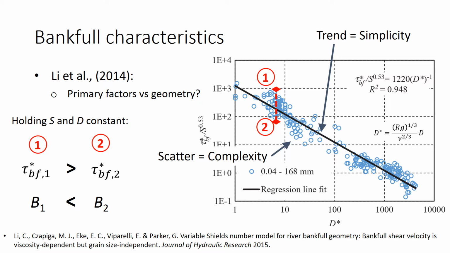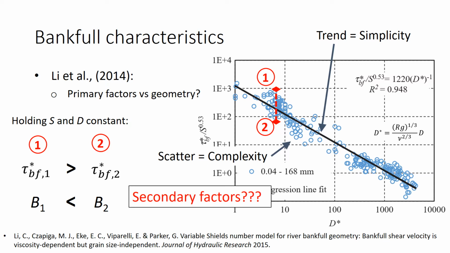On the other hand, the measure of scatter is not negligible. For example, the red markers show that the same slope and particle size value pairs can have different Shields numbers, ultimately resulting in various widths. And these suggest the presence of secondary factors.